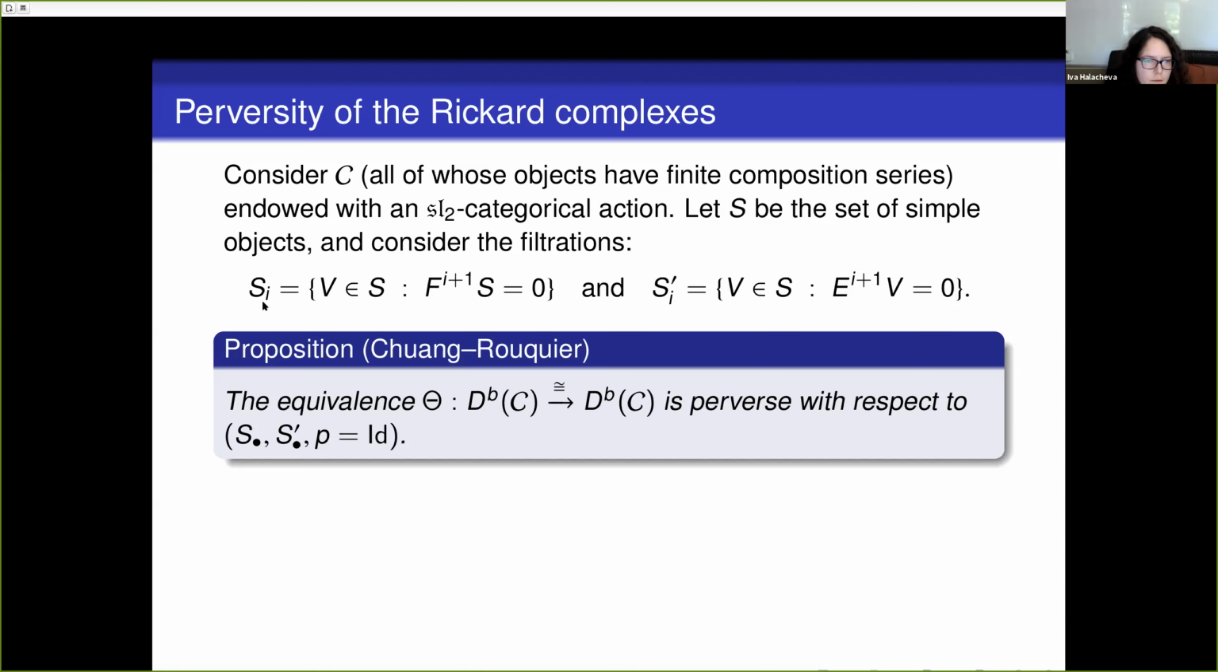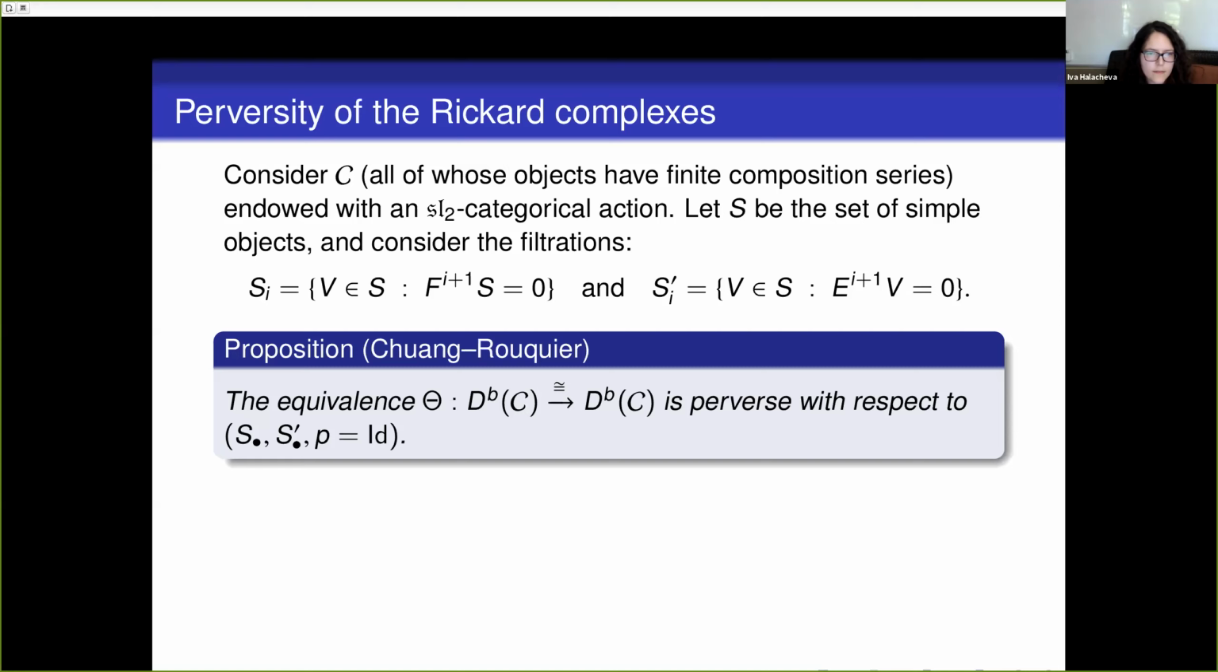So in this case, the filtrations are given by, so two different filtrations, by what powers of F or E respectively of the F and E functors are killing the simple object V. And if we also take the perversity function to be the identity, then a result by Chuang and Rouquier tells us that with this information, the Rickard complex is perverse.